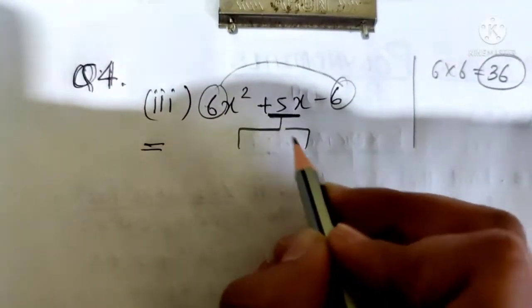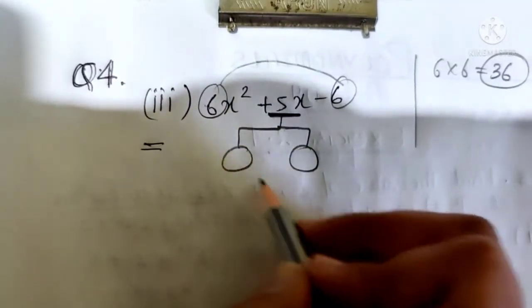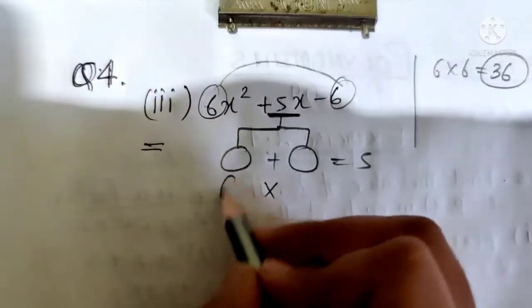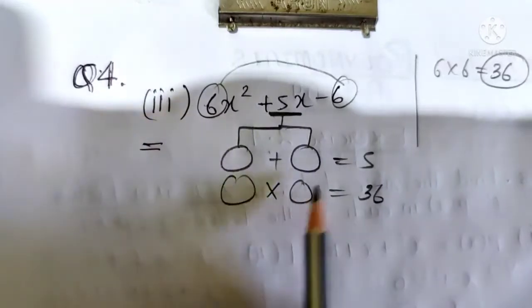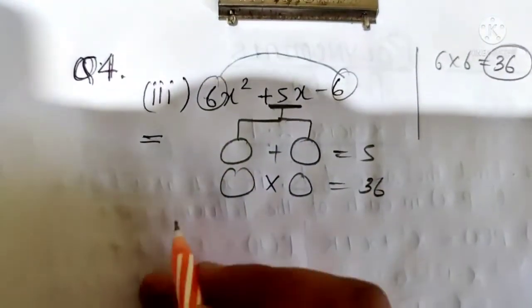So what do I need? Two numbers whose sum should be 5 and whose product should be 36. This thing only I have to find out now. I have done this thing just to explain to you, okay? Don't do this in the exam. Now I am solving it downside.